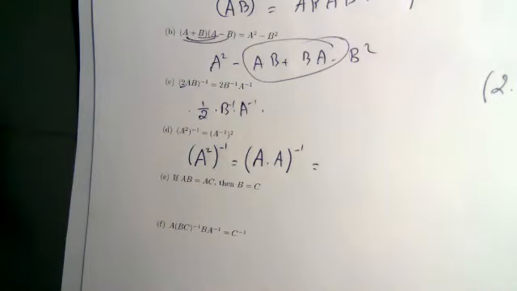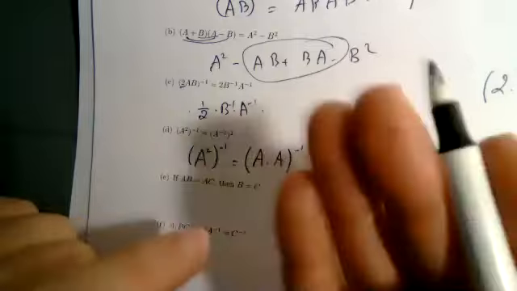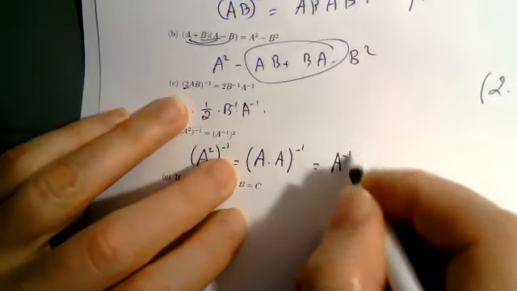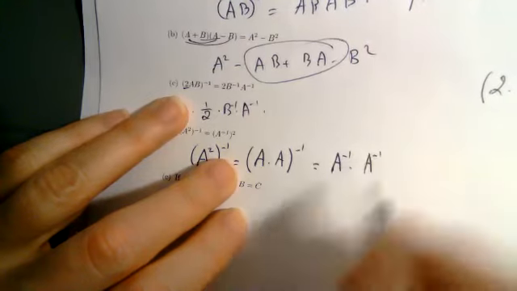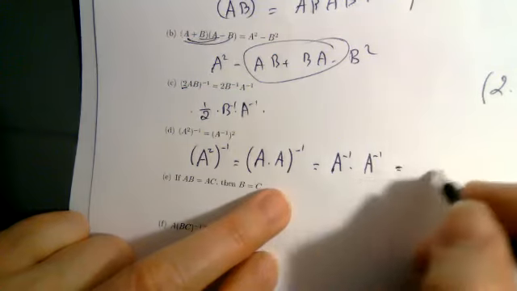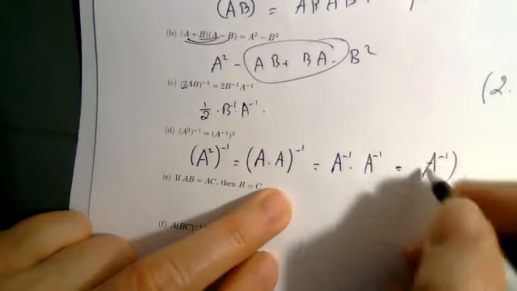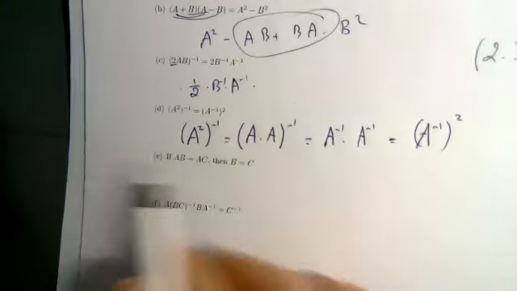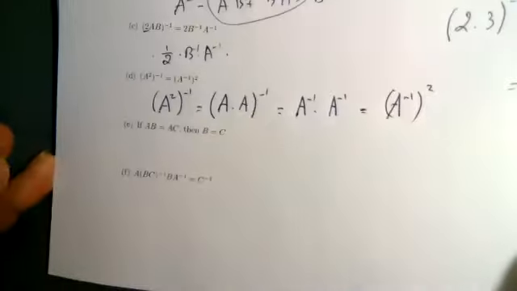Now, what is the inverse of that? Usually we flip them, but they are the same one. So it's A inverse times A inverse, which is notation A inverse squared. Absolutely correct. So that's a true statement. Now, if AB equals AC, then B equals C, true or false?